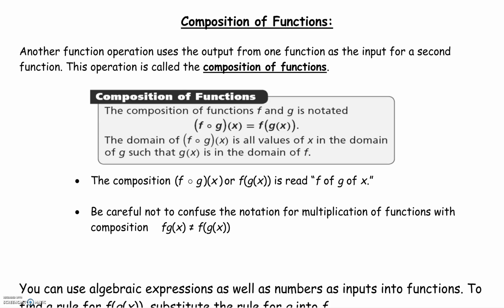So in this lesson, we're going to take a look at composition of functions, another function operation that uses the output from one function as the input for the second function. This operation is called composition of functions. So we use the notation of an open circle, so make sure to remember that this is not multiplication. This open circle means that we're going to plug g into the f function. So we're going to input what we get from g into that f function.